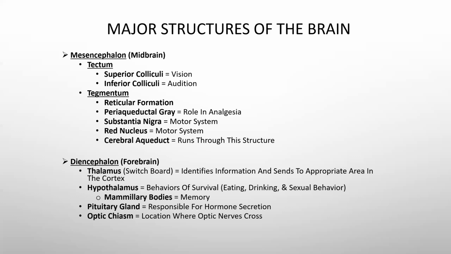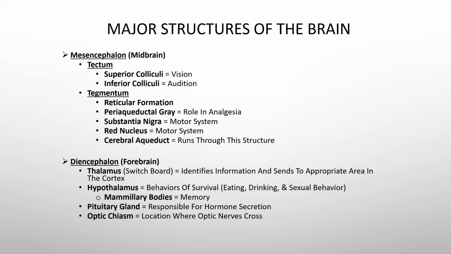Also in the diencephalon, you have the pituitary gland, which is responsible for hormone secretion, and its master is the hypothalamus. So the hypothalamus tells the pituitary gland what hormones to secrete. Okay? And then you have the optic chiasm also, which is the location where the optic nerves cross.